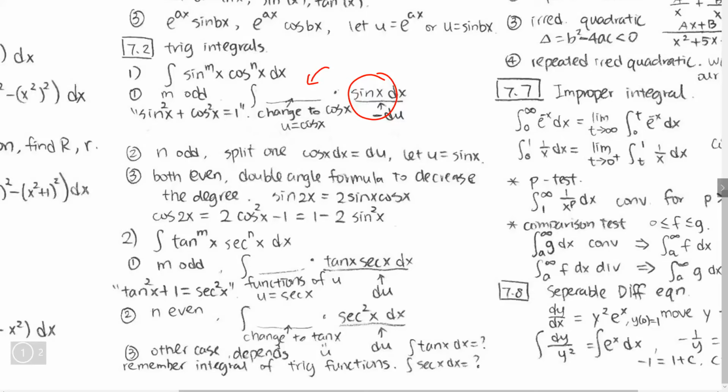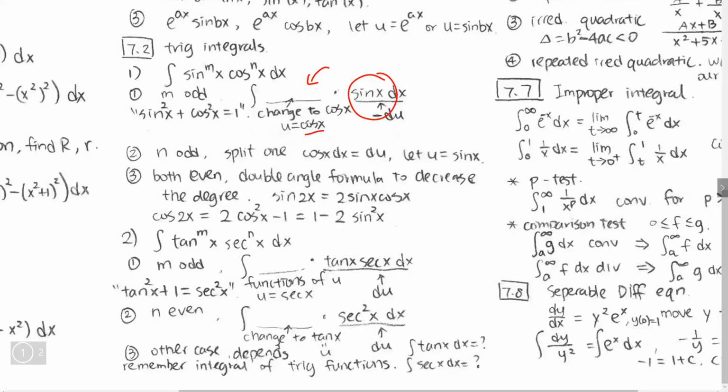Because it's even, you can use the trig identity that sine squared plus cosine squared is 1. So sine squared is 1 minus cosine squared. So you can change the rest in terms of cosine. Then we let u be cosine of x, then du is minus sine x dx.